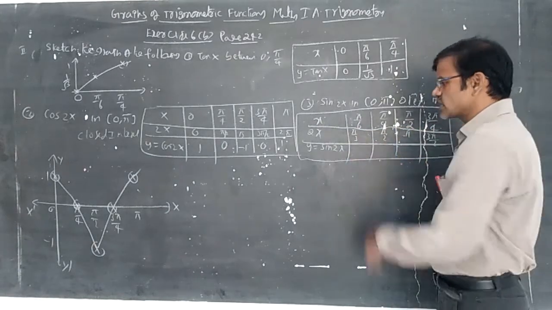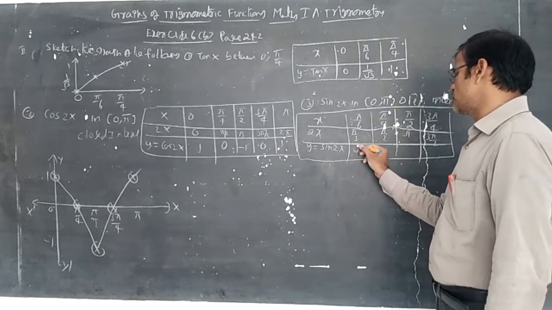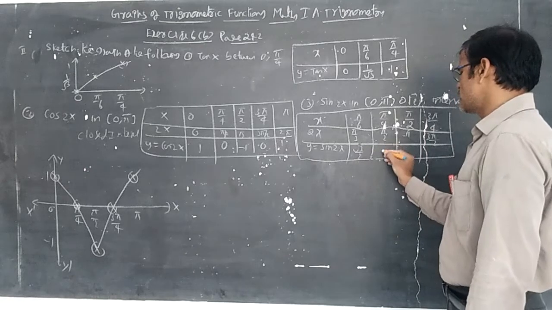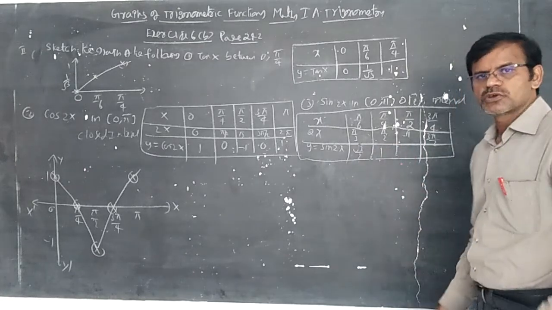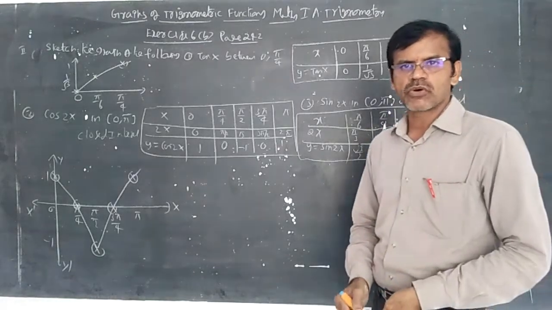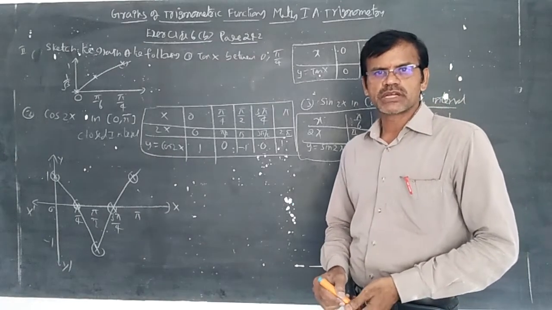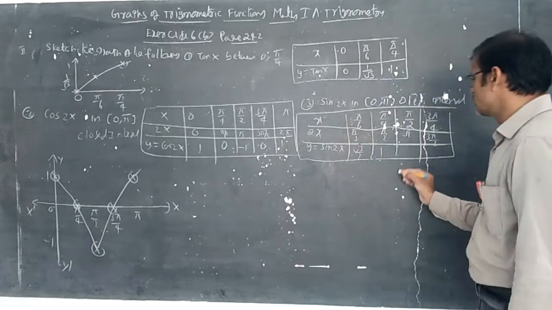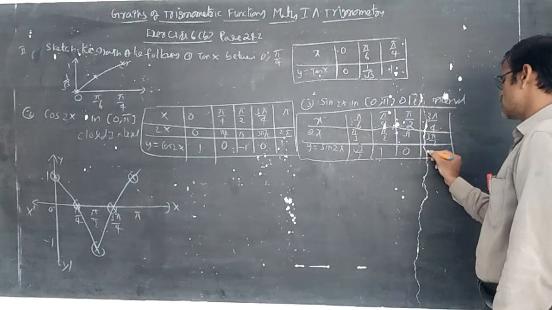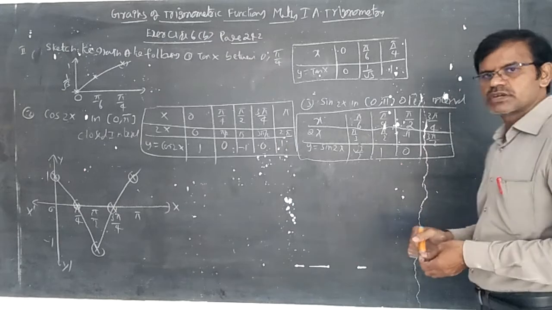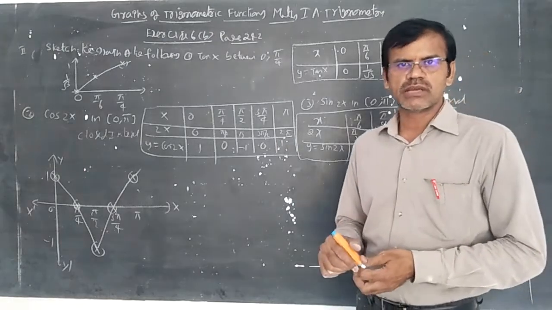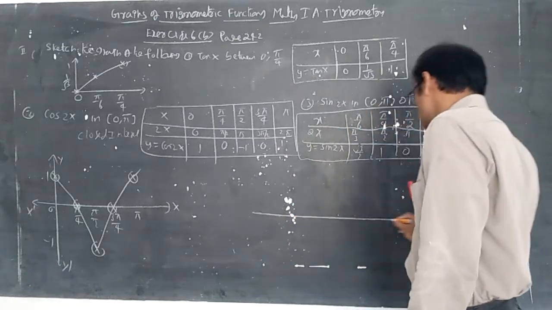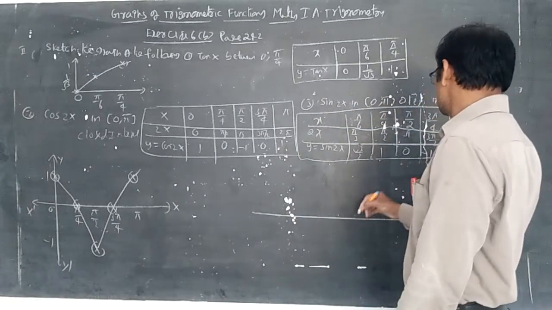Sin pi by 3, sin 60 value is root 3 by 2. Sin 90 value is 1. Root 3 is 1.732 and 1.732 by 2 becomes 0.866, which is lesser than 1. Now sin pi is 0. Sin 3 pi by 2 means sin 270, sin of 180 plus 90, minus sin 90, which is minus 1. Now draw like this, from minus 1 to 1.